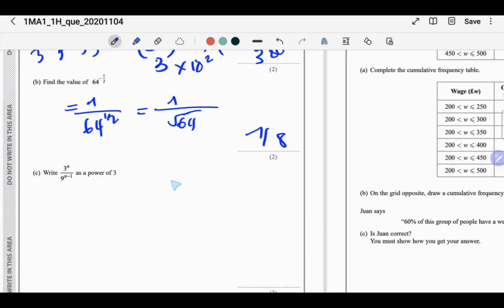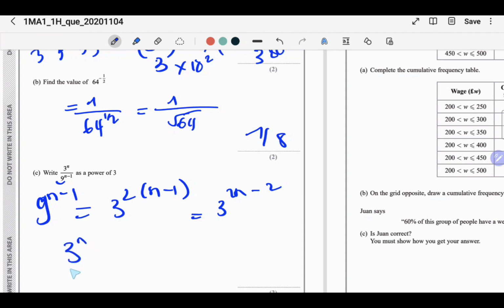Right, write 3^n over 9^(n-1) as a power of 3. Okay, so we want to make sure that the 9 here changes and has a base of 3. So 9 to the power n minus 1 will be 3 squared to the power n minus 1, which is 3 to the power 2n minus 2. Okay, I'm just going to rewrite the question. 3 to the power n over 3 to the power 2n minus 2.